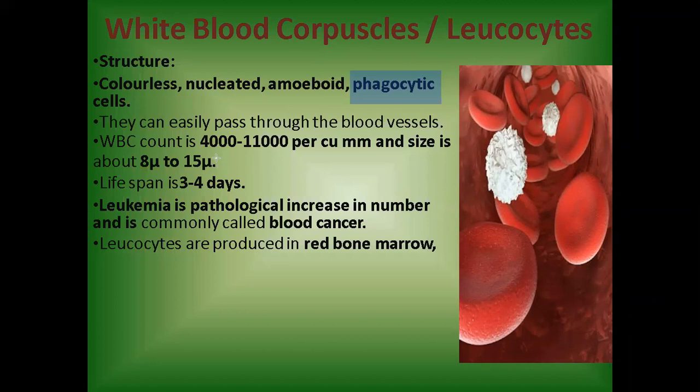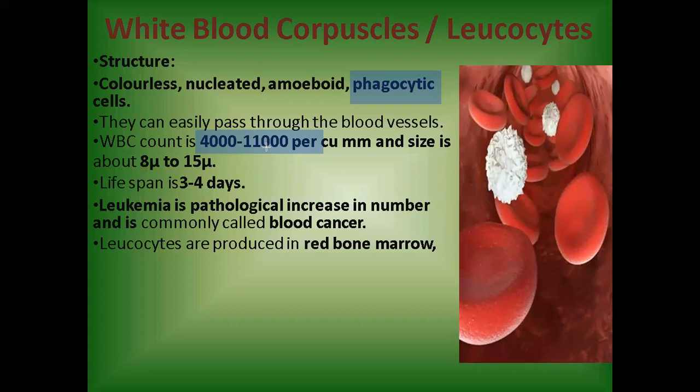And in our body, in normal condition, WBC count is 4,000 to 11,000 per cubic millimeter. It is the normal condition of the body. If the number is less or more, it makes us unhealthy. Okay, and lifespan of the WBC is 4 days. Within 4 days, white blood cells will die, cannot live more.